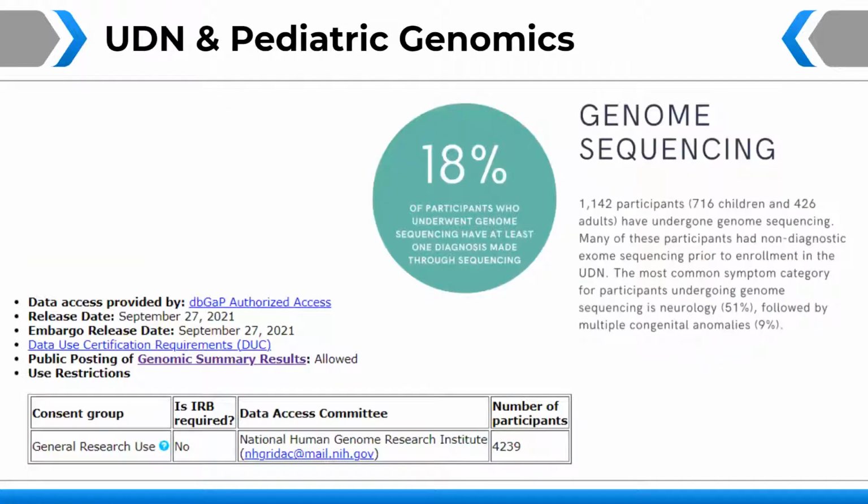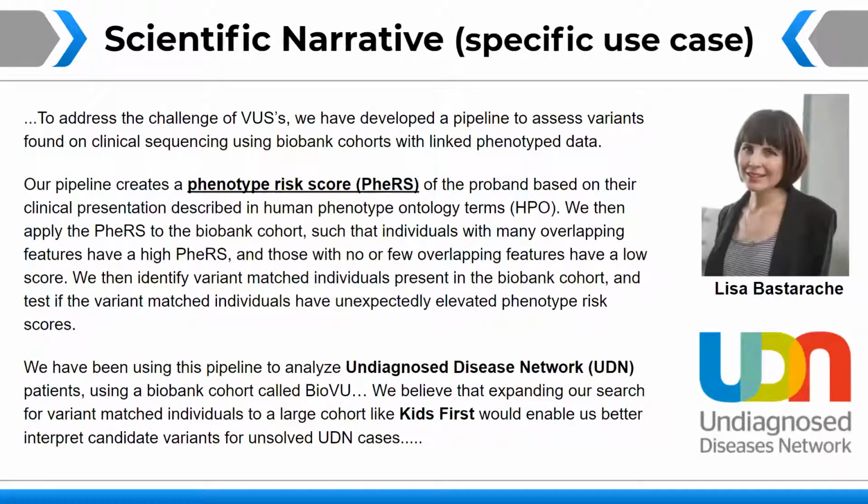I just want to briefly show, on the right, the graphic is from a recent report from the UDN, but this report was published before the recent release of data. You can see there's a pretty heavy emphasis on pediatrics in the UDN cohort, especially for the genomic data they have. But as of last week, the SRA has genomic data from more than 4,000 participants from the UDN. Next slide.